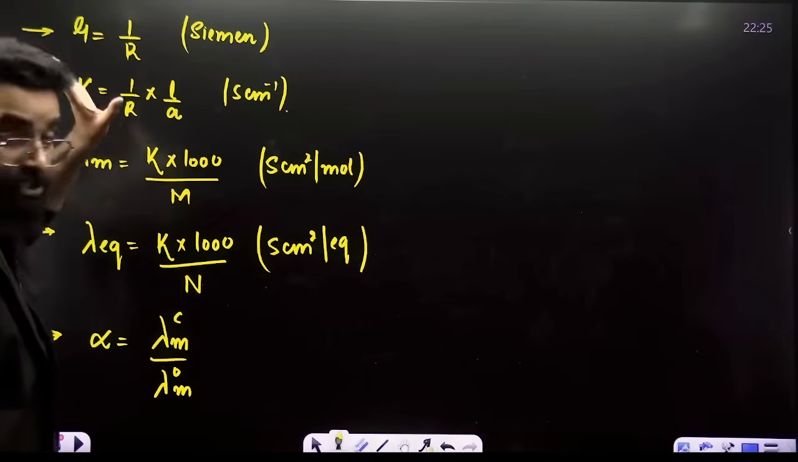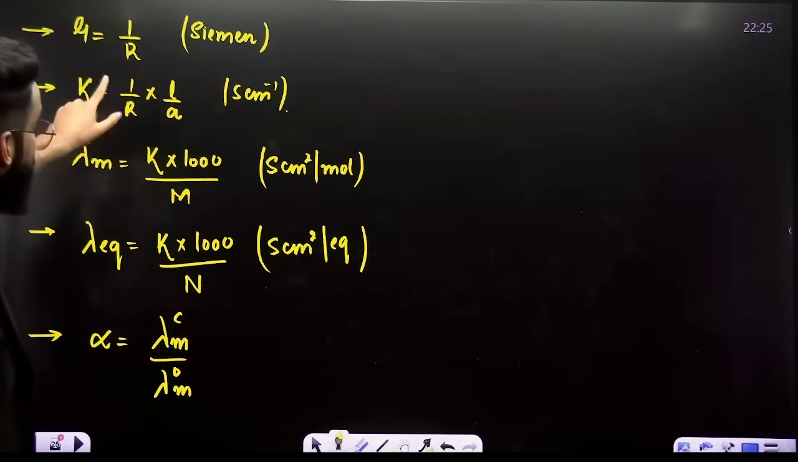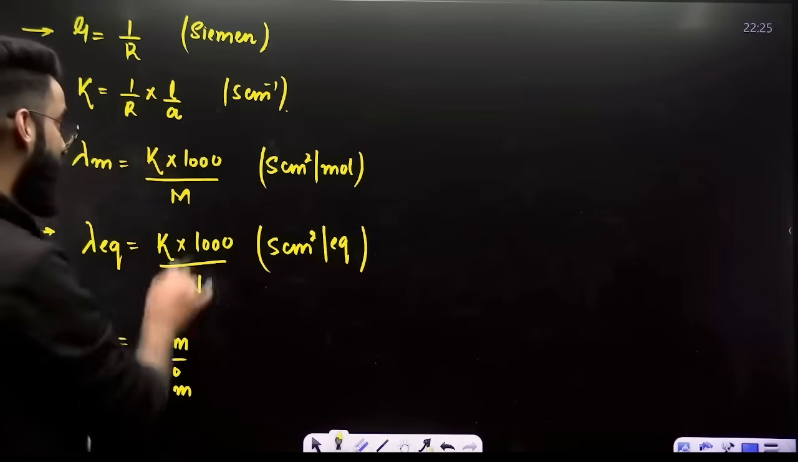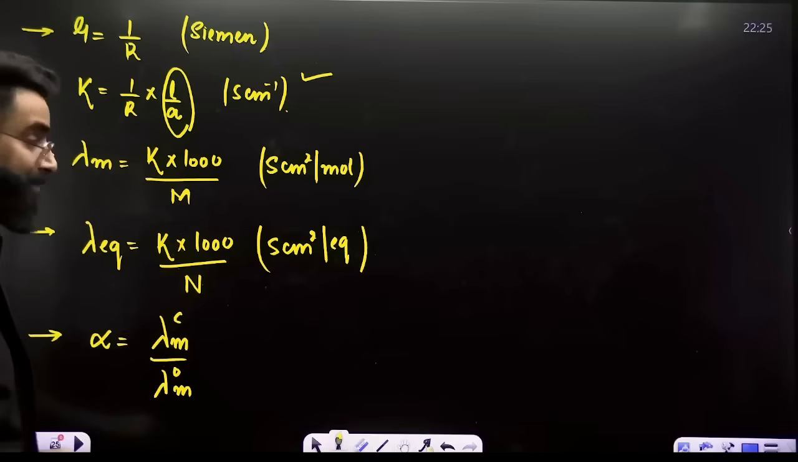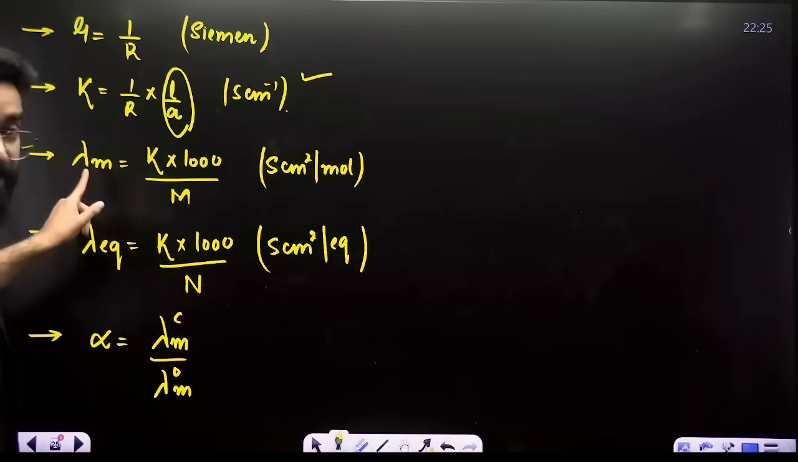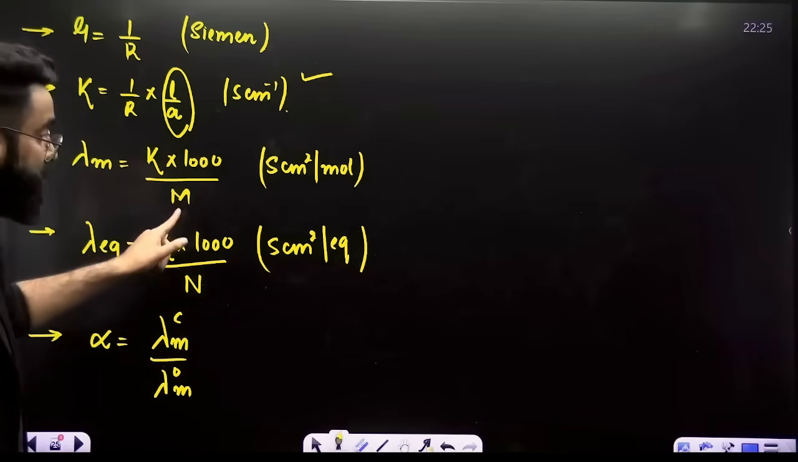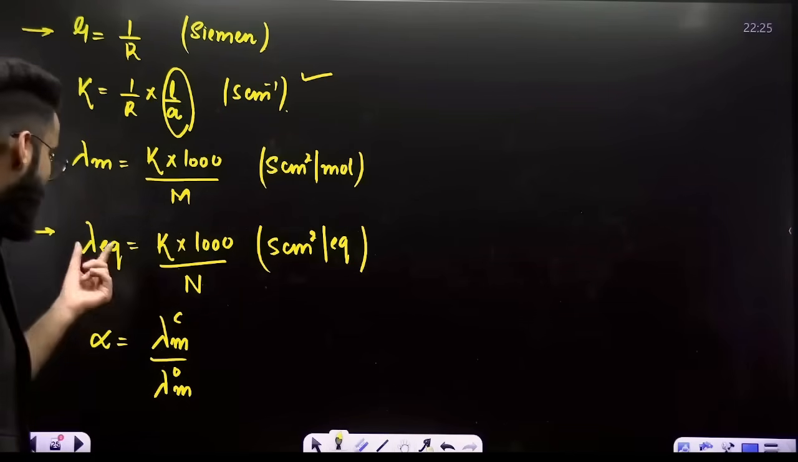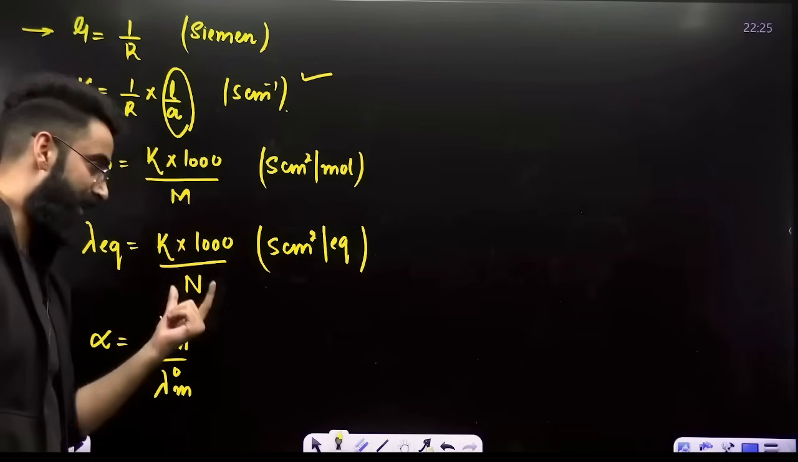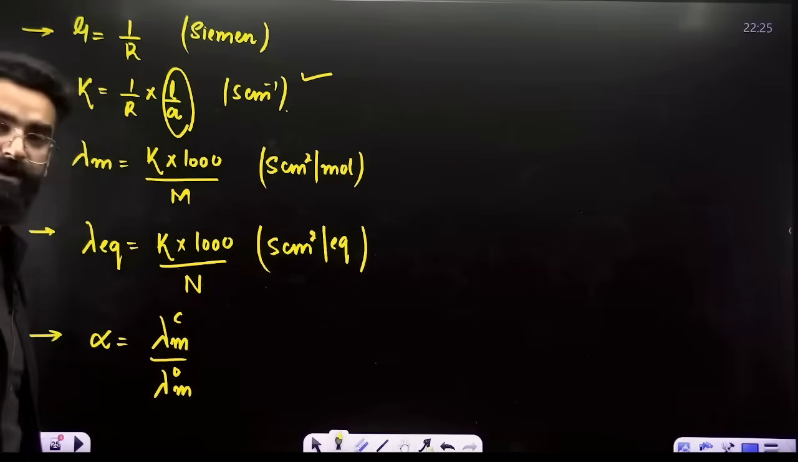You call it as, its unit will be Siemens. Conductivity, 1 by R into L by A, where L by A is called as cell constant, you know it. And the units of conductivity here will be Siemens centimeter inverse. Molar conductivity is equal to kappa multiplied by 1000 by molarity if you are supposed to calculate it in Siemens centimeter square per mole. Equivalent conductivity, kappa multiplied by 1000 by normality, Siemens centimeter square per equivalent.